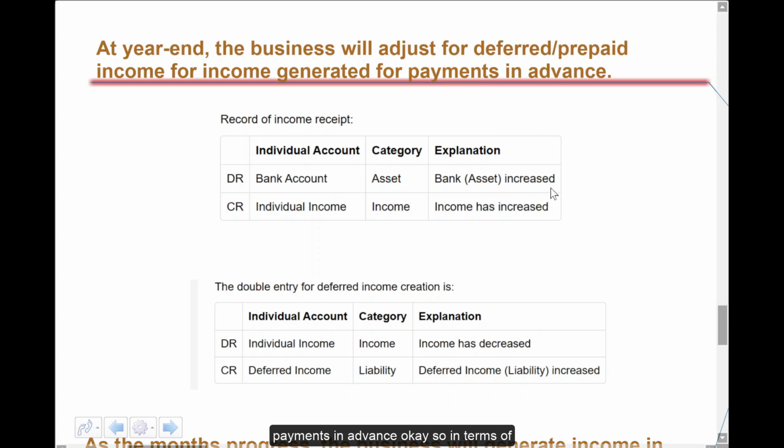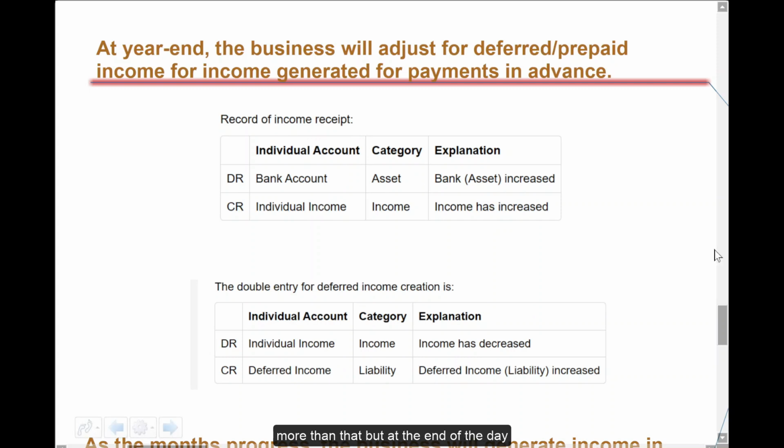Okay? So in terms of where we are with the double entry, well, we would have a situation where, in effect, we'd have income coming into the bank account. We'd be increasing the asset. And we, at the same time, would be increasing our income. This is income that's come in. What do we do? Well, we record it in the normal way. We record the income receipt. We can't do anything more than that.